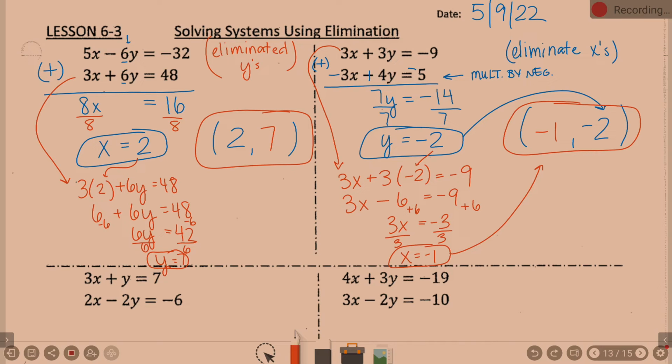I need to write that. I don't know why it keeps missing. Excuse me.